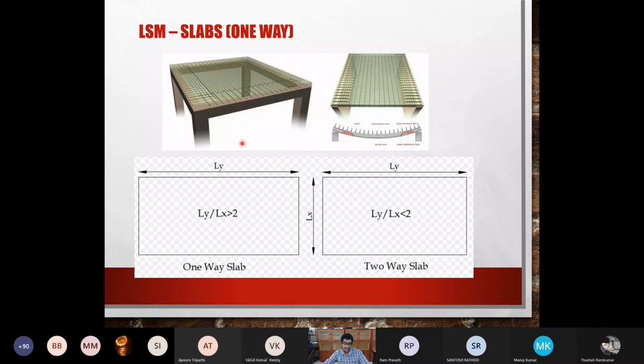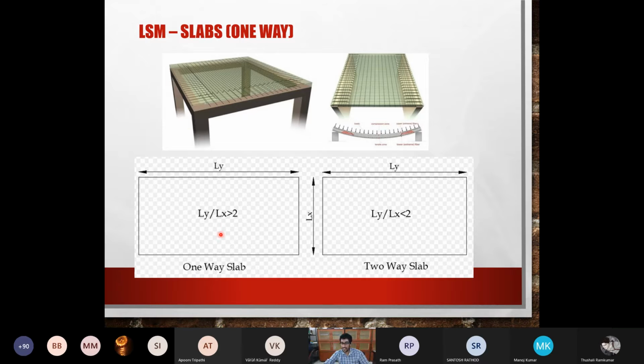So the easiest way of identifying a one-way or two-way slab is to see how many sides it is supported on. If it's supported only on two sides, definitely it's going to be only a one-way slab. Now, in the case where it is supported on all four sides, it can be a one-way slab or it can be a two-way slab.